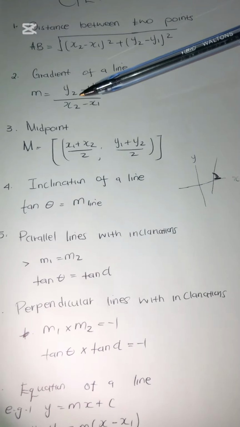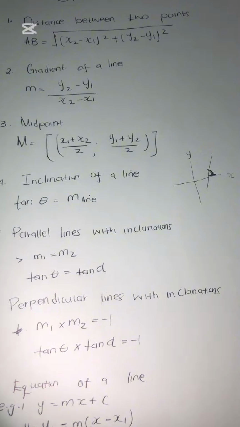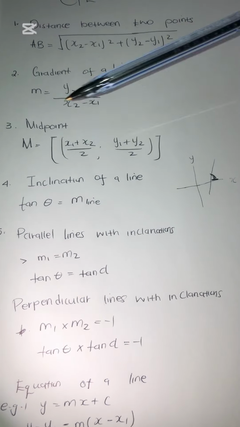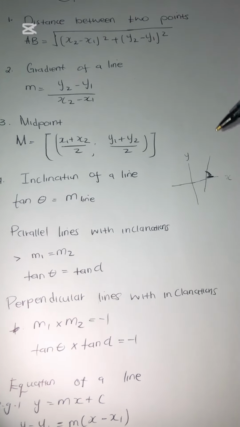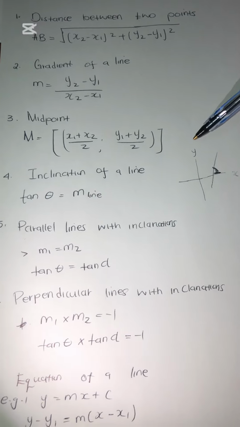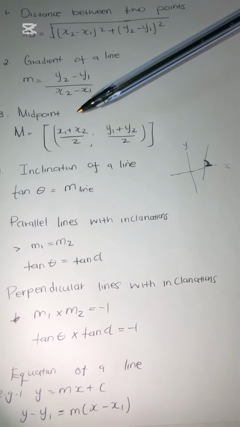The gradient of a line, very simple. You utilize the same thing, utilize the coordinates. The midpoint is basically the middle of the 2 points.